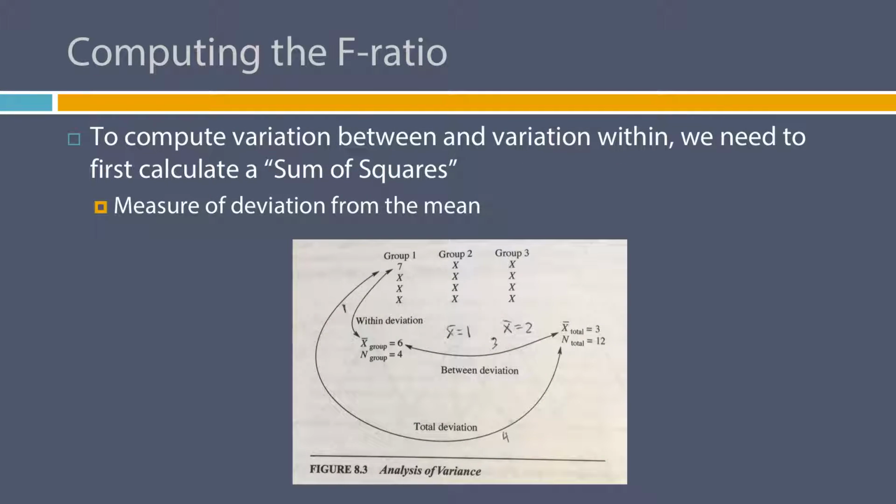So when we compute this F ratio, it's important to know what all the parts are. We have to compute the variation between the groups and the variation within each group. But first, we have to calculate this thing called the sum of squares, and that's the sum of the squared deviations from the mean. Squared deviations from the mean, what does that sound like? Oh yes, that sounds like when we were calculating standard deviation.